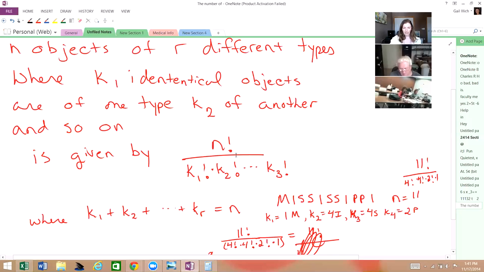So what this formula is telling you to do is to take the number of objects, which in this case was 11 factorial, and divide by the number of letters that are repeating, factorial. Since you have 4 S's, you divide by 4 factorial, and you had 4 I's, so you'll have another 4 factorial. And then you had 2 P's, so 2 factorial, and then you just have times 1.